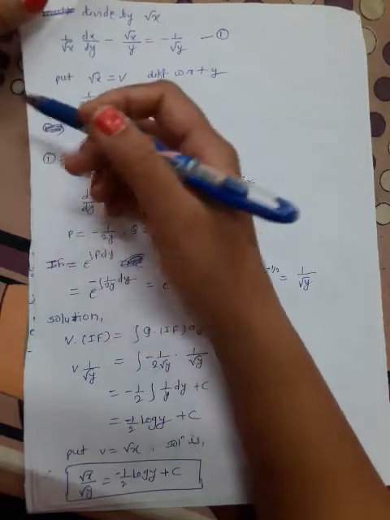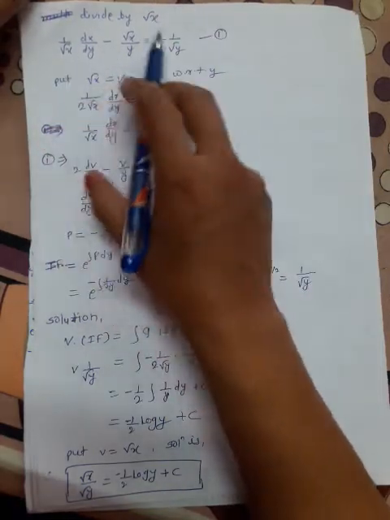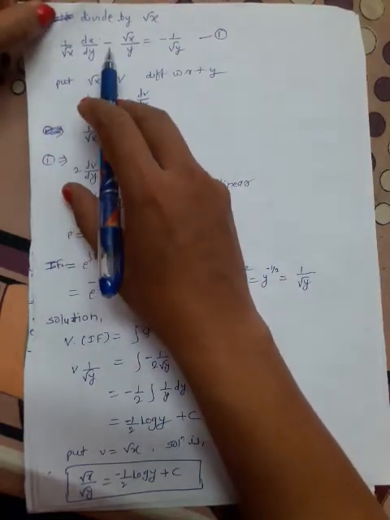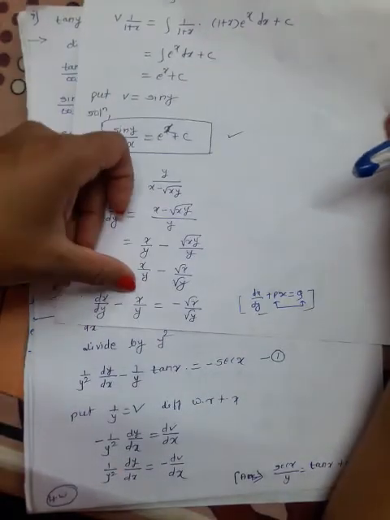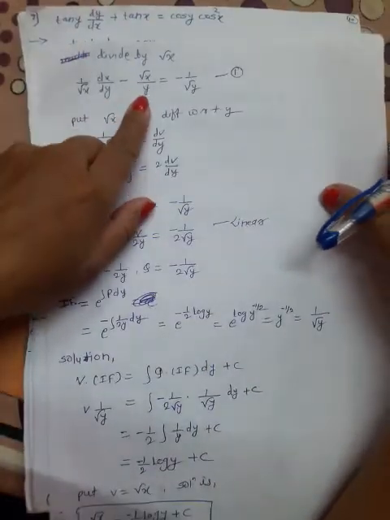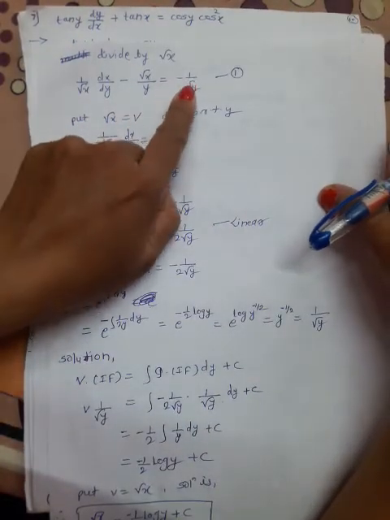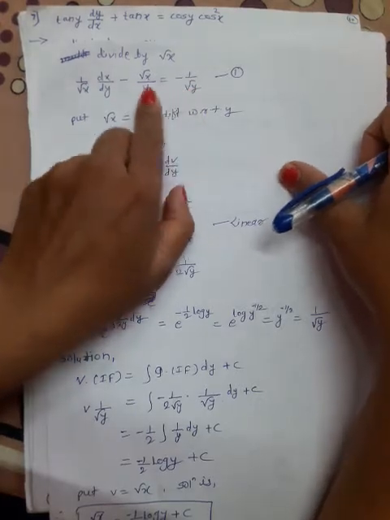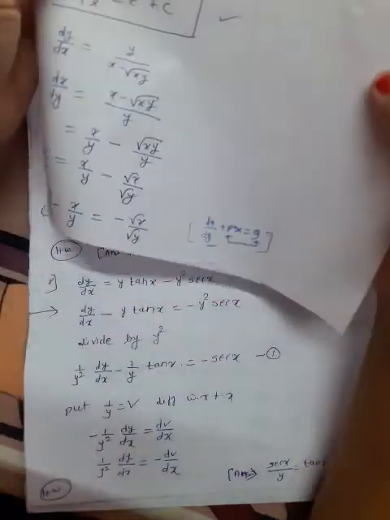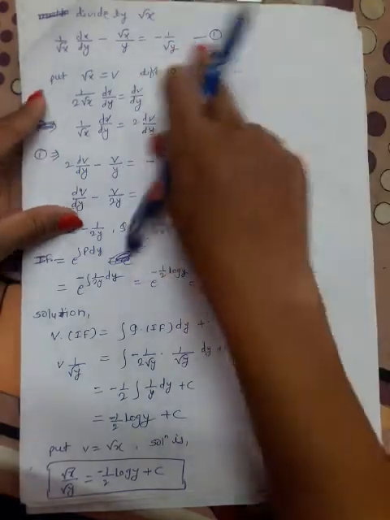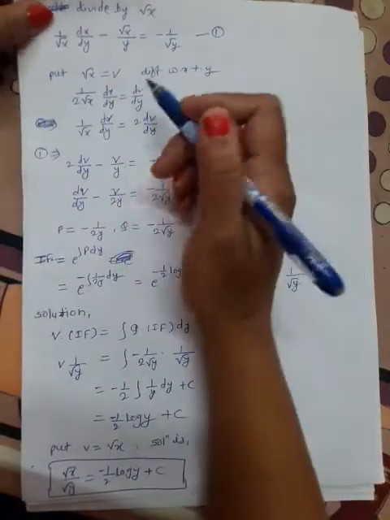Call that equation number 1. Given equation, we get 1 upon root x dx by dy minus, dividing by root x, one root x cancels from this x, we get in the numerator root x upon y as it is, minus root x gets cancelled from the RHS side. Call this equation as number 1. We have to solve this equation.